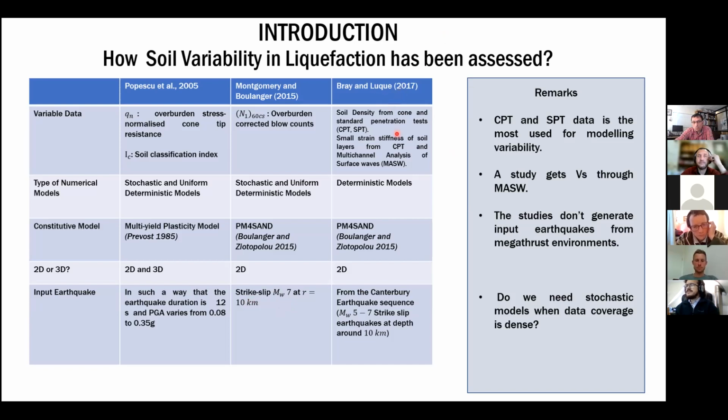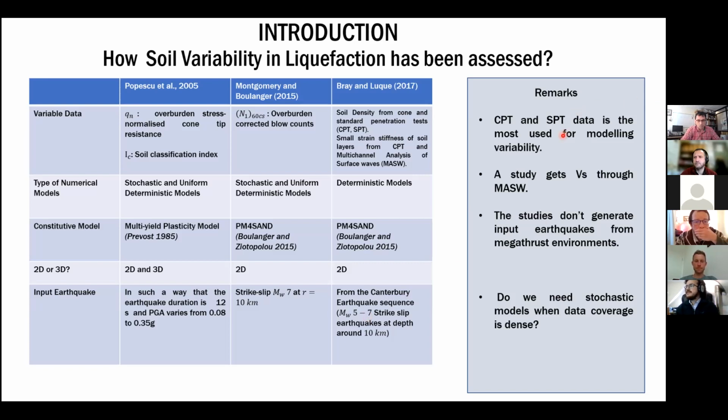In the Brian Luke research, the variable data is also generated from cone and standard penetration tests, but they also use the small strain stiffness of soil layers computed from CPT and from multi-channel analysis of surface waves. They use deterministic models. They do 2D analysis and use the PM4SAND model. And the input earthquake is from the Canterbury earthquake sequence, and it varies from magnitude 5 to magnitude 7 strike slip earthquakes at a depth around 10 kilometers.